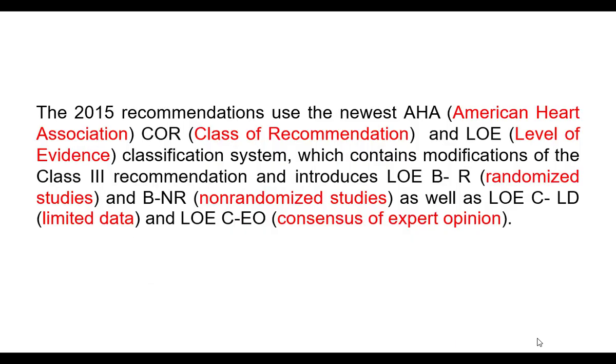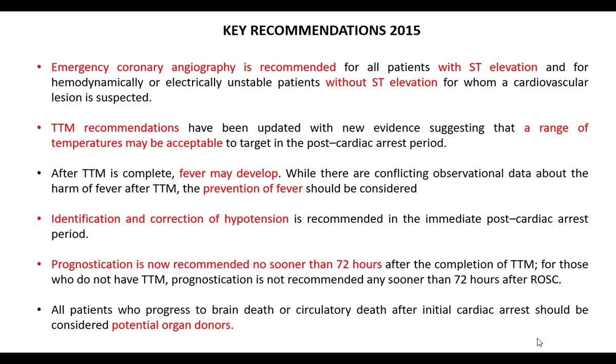As I said, there are 15 committees who finally concluded all these recommendations, and they gave them on the basis of classes, class 1, 2, 3, and levels of evidence, whether it is a randomized trial, a non-randomized trial, or if the level of evidence is poor, then they said limited data are available, or if data are not available, then what expert opinion says. In that way, they have divided all the recommendations.